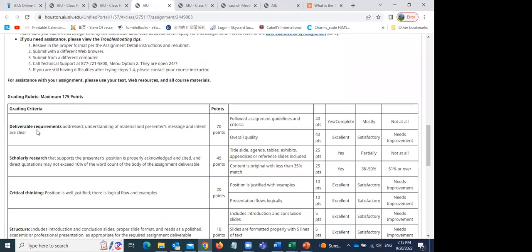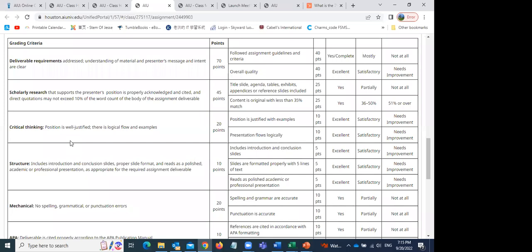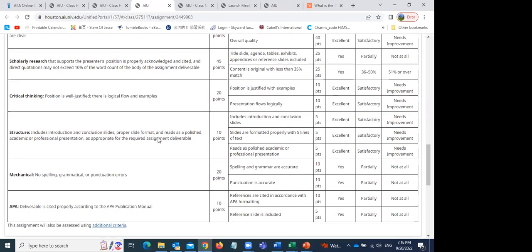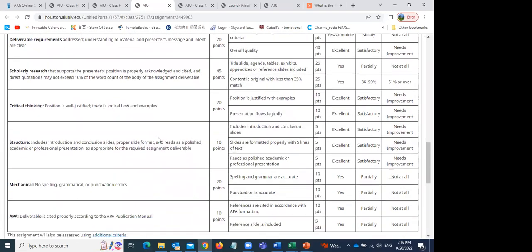Also refer to the grading rubric to see if you missed anything or need to include something. Introduction and conclusion.